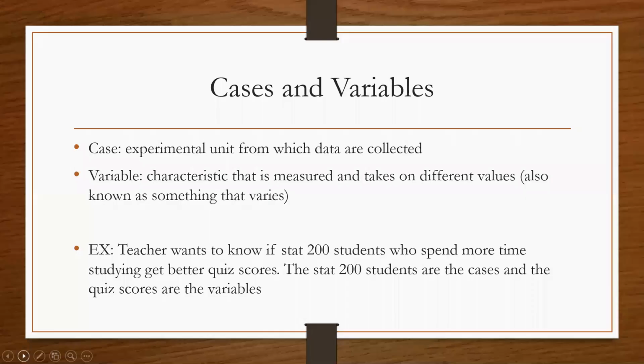So we're going to go all the way back to square one. I'm going to try and go through a lot of this stuff that's just been built upon pretty quickly to get through all the material, since there is so much. I'm just going to assume that you guys know what cases and variables are. A case is an experimental unit from which data are collected. A variable is a characteristic that's measured and takes on different values.